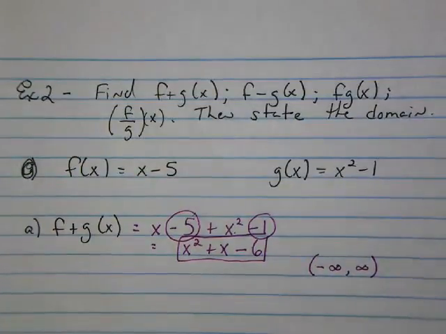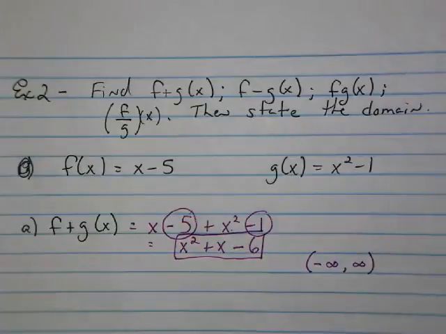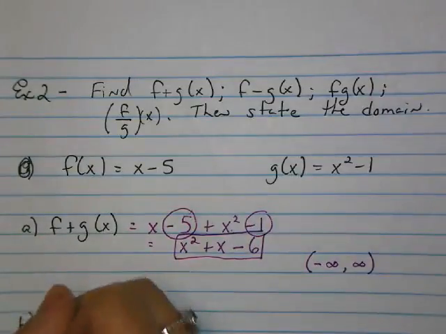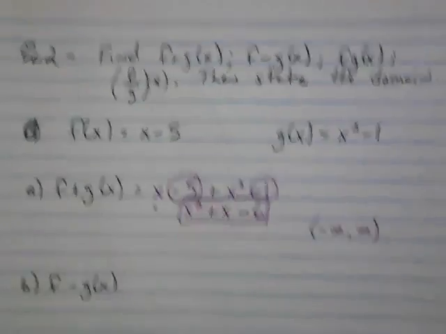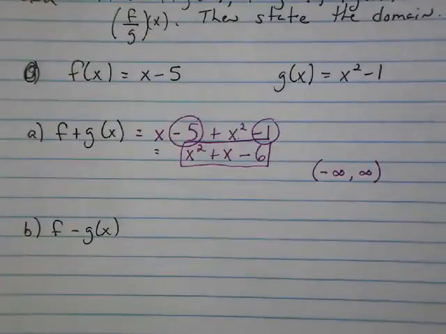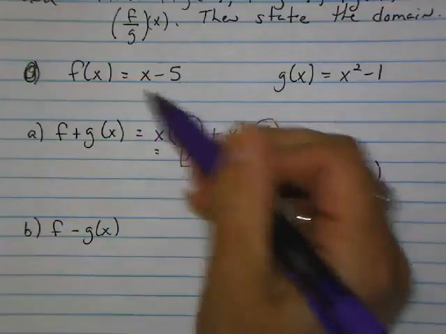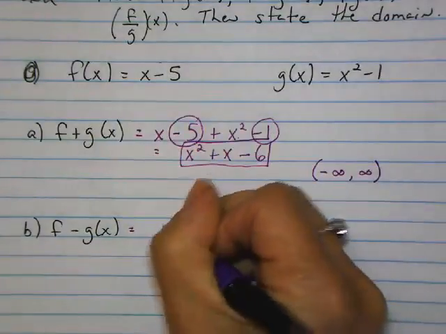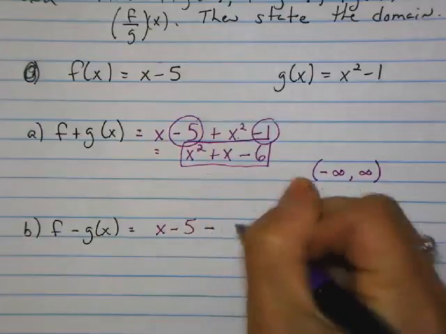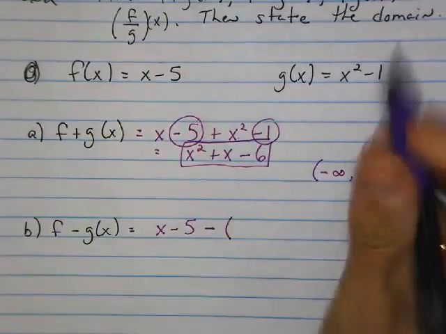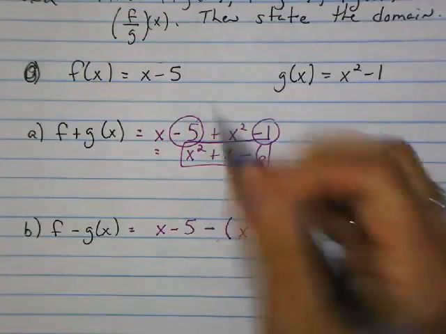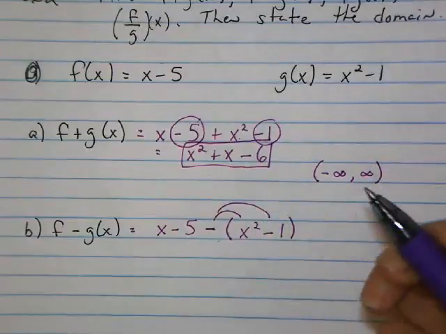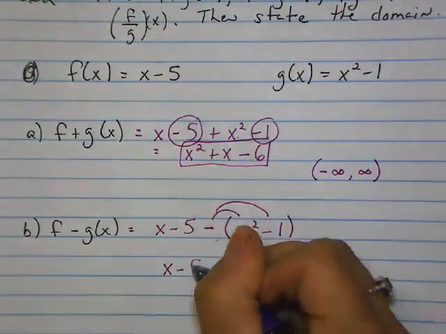Alright, let's do subtraction. Subtraction is a little bit trickier because you have to make sure that you distribute this little negative sign. So I'm going to do f of x minus g of x. I'm going to take function f of x, x minus 5, minus, and I like to keep it in parentheses, x squared minus 1. Because now this negative, remember, is going to get distributed. So I really get x minus 5 minus x squared plus 1.